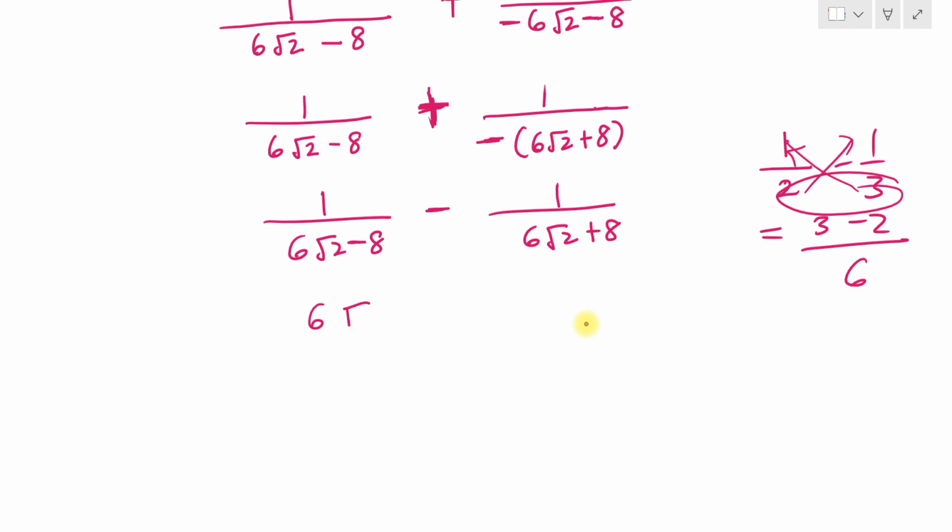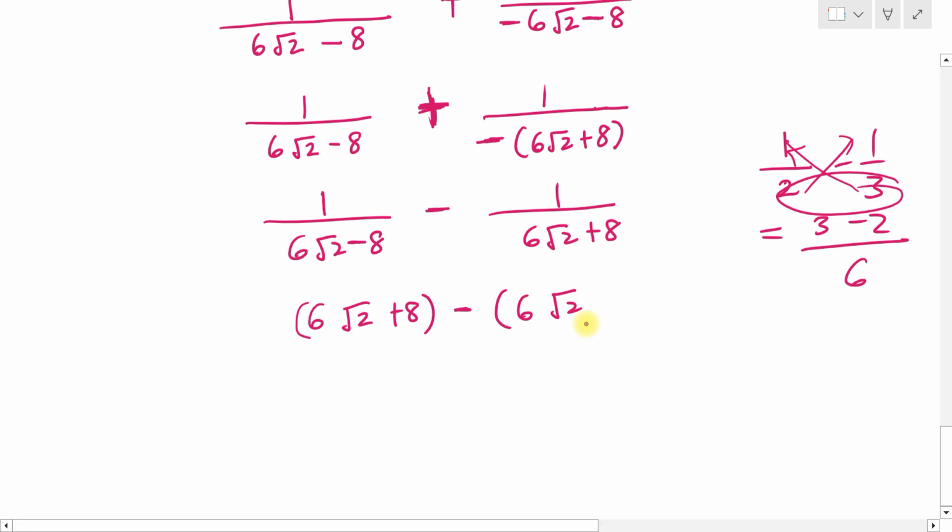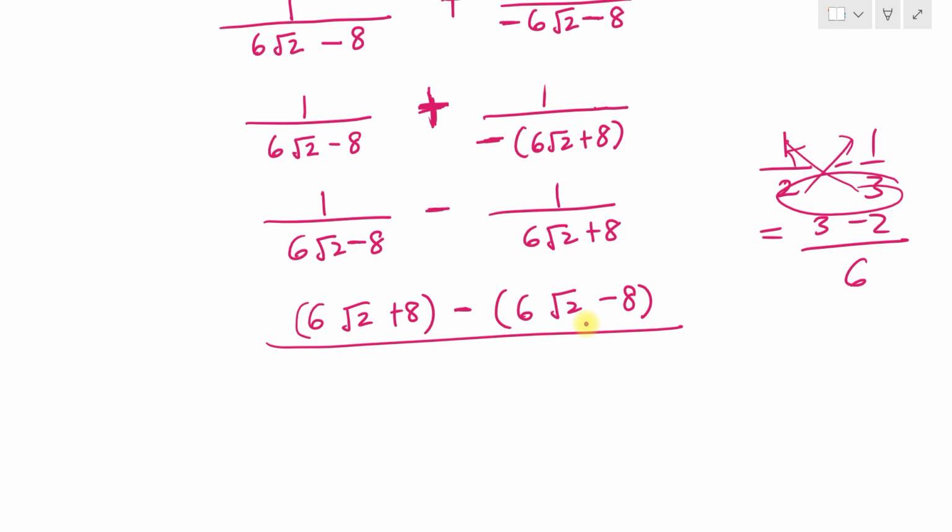So 6 surd 2 plus 8. Put a bracket, otherwise you cannot see. The negative becomes, so negative 8 becomes positive later on. Okay, over 6 surd 2, this one like conjugate ready, this one, right? Like rationalizing, multiplying each other. Or I just write first.